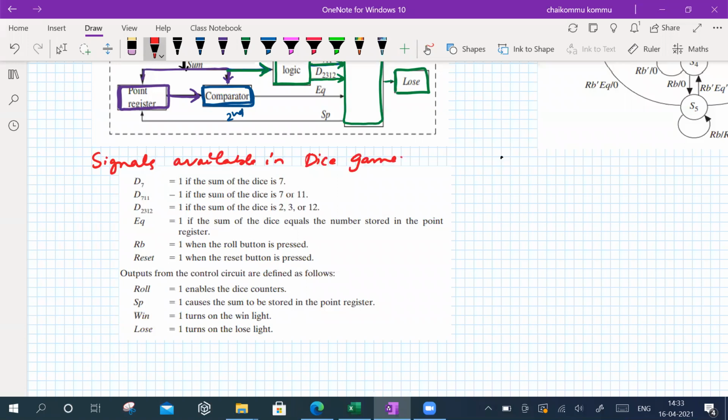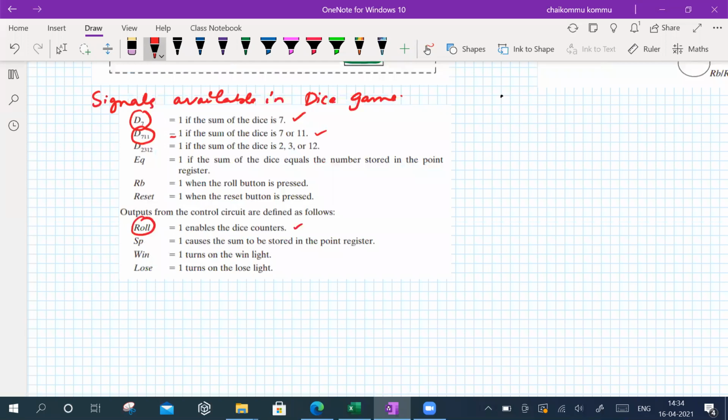As I mentioned, this signal is active if the sum of the dice is 7. If this value is equal to 1, the sum value of the dice is 7 or 11, something like this, we have seen already. Roll equal to 1 enables the dice counter. So the role here is that it is the enable signal to the counter. That's what you have to remember. When RB is equal to 1, which means the roll button is pressed, then only the roll signal will be activated.